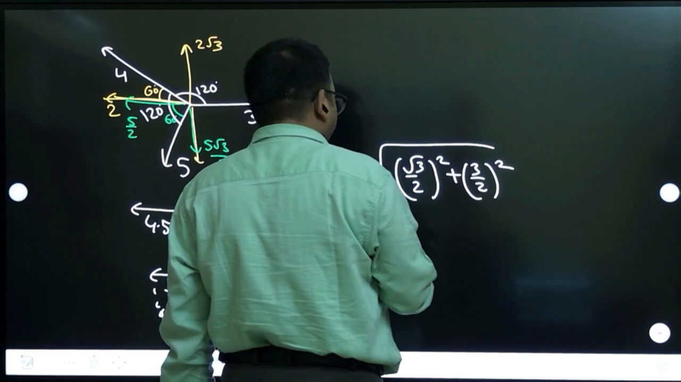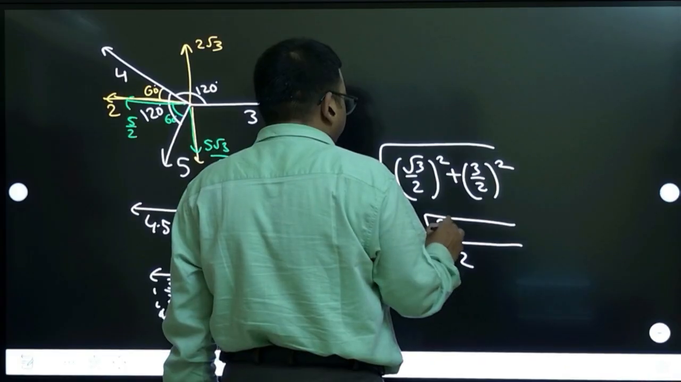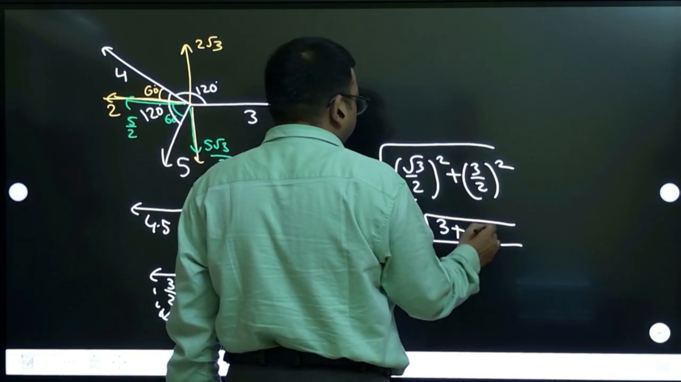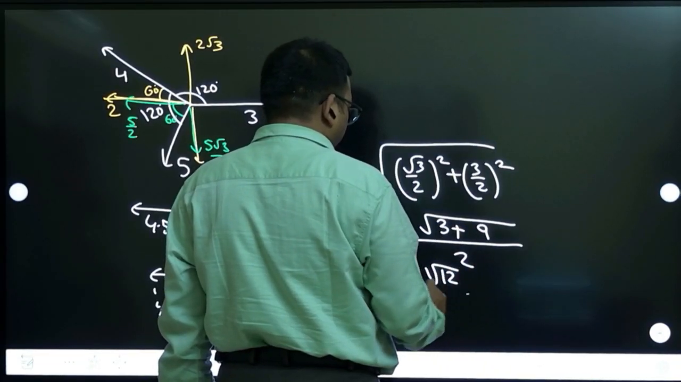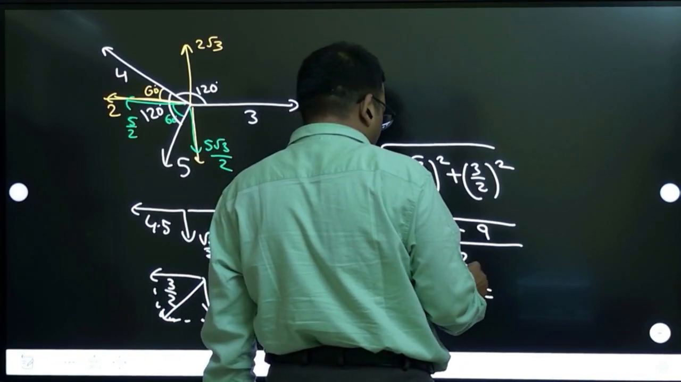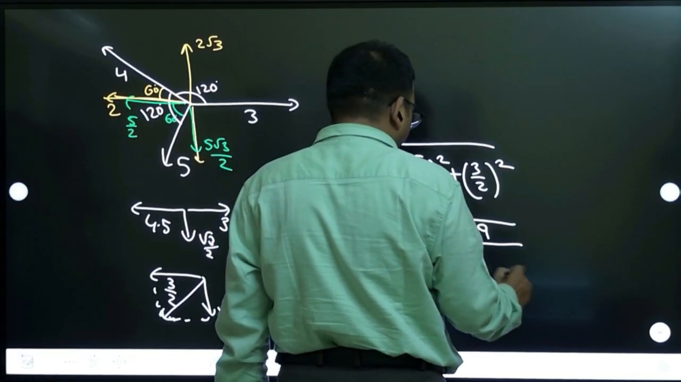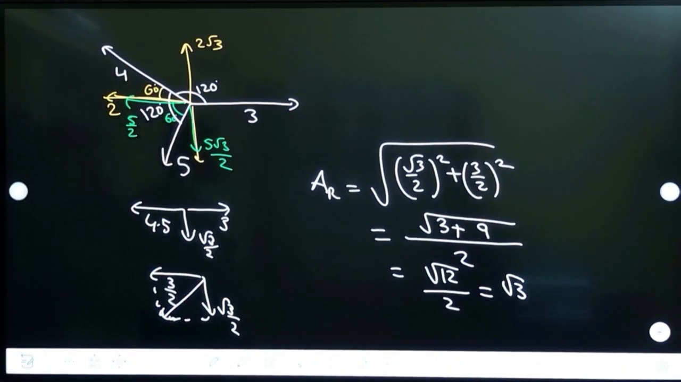Solve this one. 2 will anyway come out. Root 3 square means 3, 3 square means 9. 9 plus 3, 12. 12 by 2. 12 means 4 into 4 into 3, 2 will come. So root 3 is going to come. That's the answer. Root 3, check the answer.